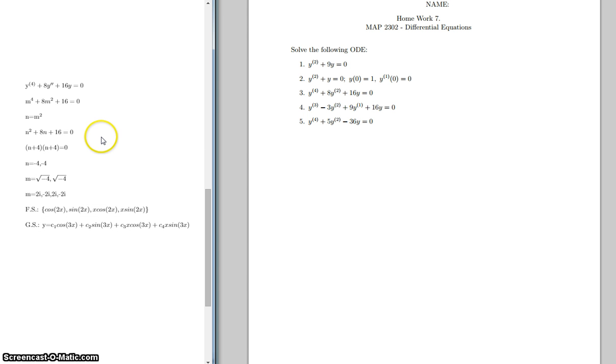For question number 3, we have a characteristic equation m to the power of 4 plus 8m squared plus 16 equals 0. And I chose to make a substitution where n equals m squared. So that leaves us with n squared plus 8n plus 16 equals 0. And this is easily factored, n plus 4 times n plus 4.